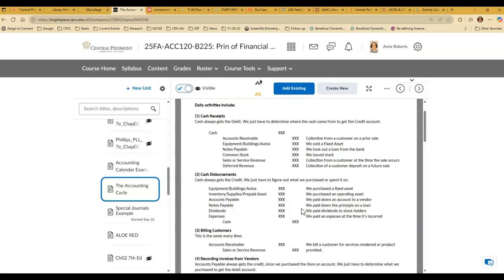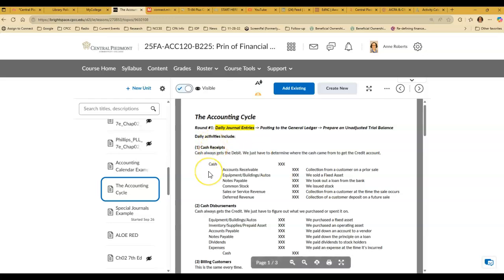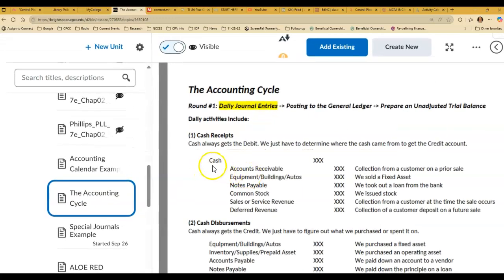There we go. Okay, so remember, the only thing that we are doing is looking at a cash receipt. So in every single one of these items where we've got a cash receipt, we answer the question, what was the cash receipt for? Did we collect it from a customer on a prior sale? We sold it, from your perspective, back here. We're now collecting from the customer here, okay?